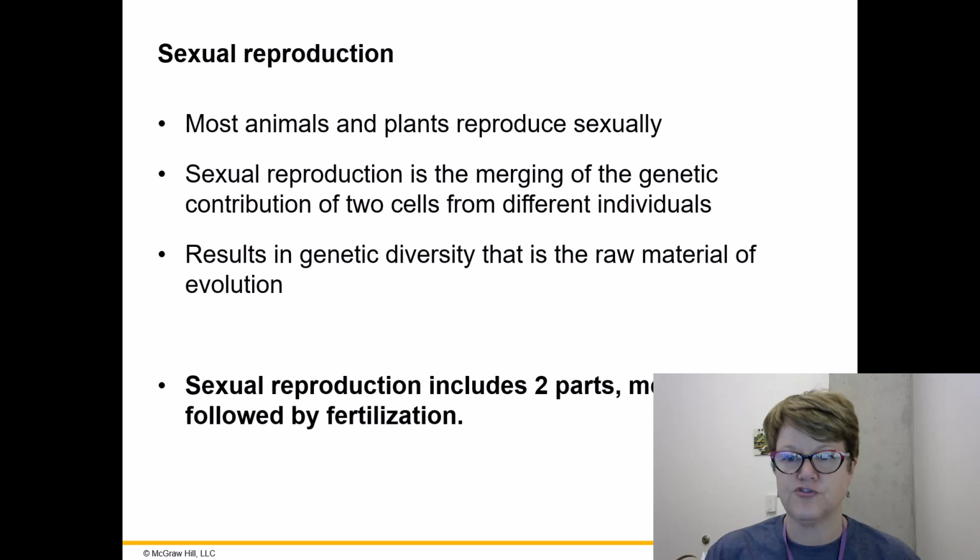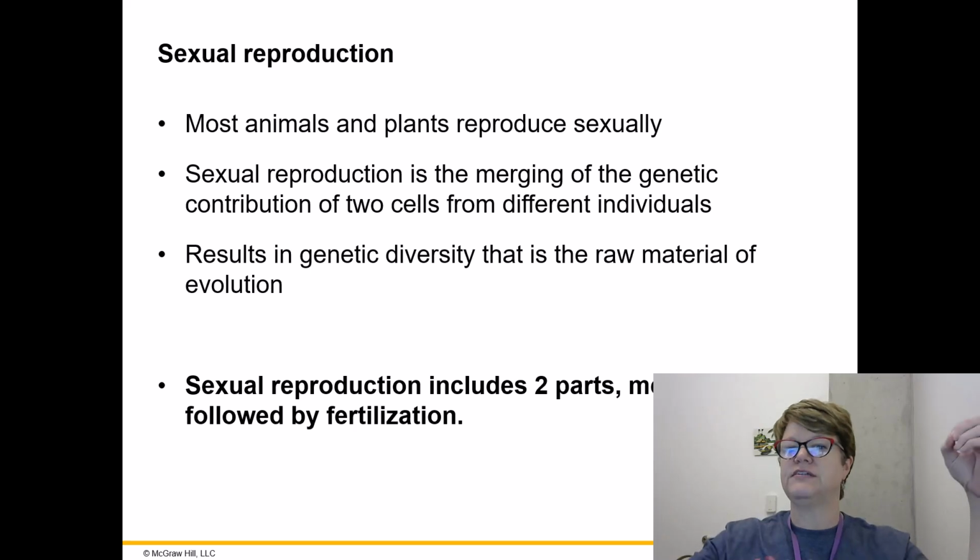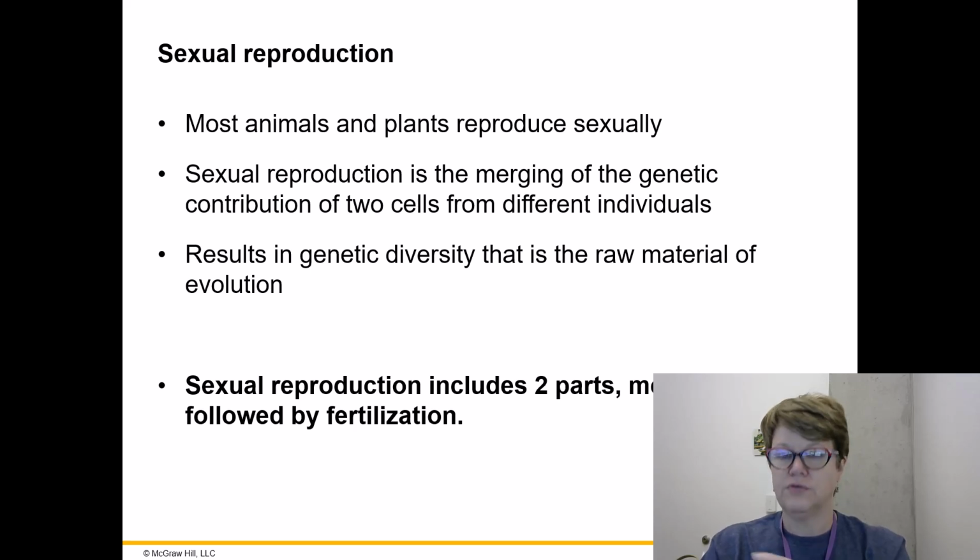All those statements are true. So meiosis is the type of cell division that makes gametes. And then the second step of sexual reproduction is fertilization. Two gametes fuse together to make what we call a zygote. So meiosis is a cell division that makes gametes. Fertilization is two cells fusing together to make a zygote, which is a new individual.